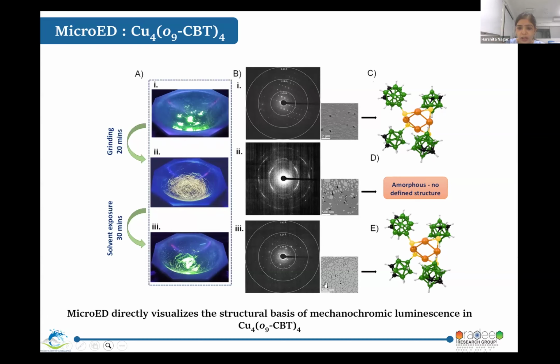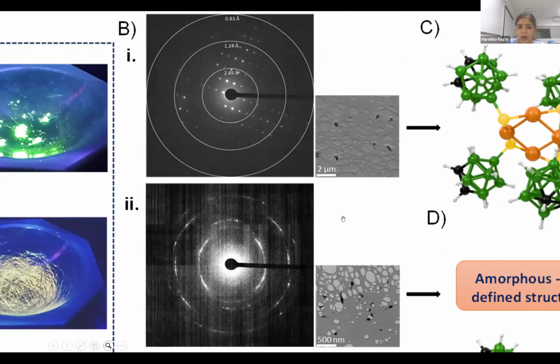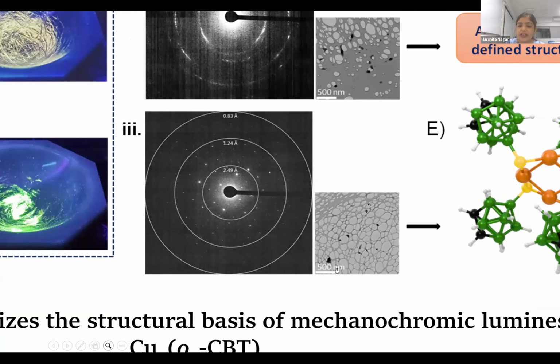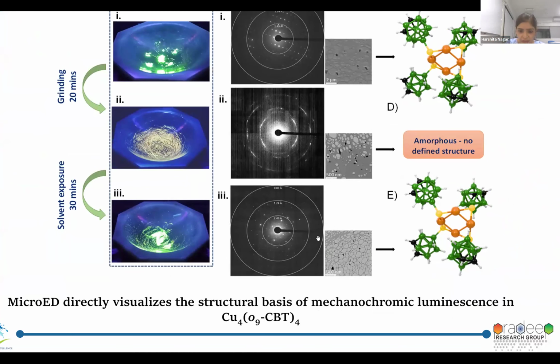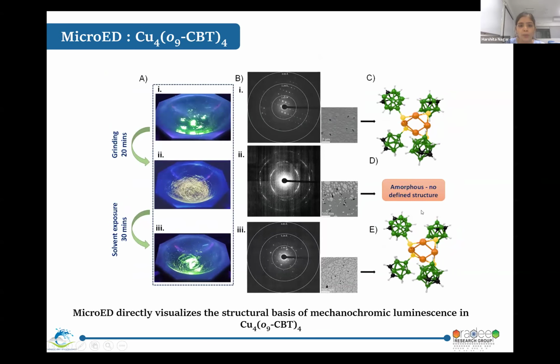And now if you see the size of the crystal, earlier it was on the scale of 2 microns, but now after grinding and solvent exposure, the crystal size is very tiny. It is even less than 500 nanometers. So our objective was to get the crystal structure of this cluster using these tiny crystals. So we used these tiny crystals to get the complete structure of this copper 4 OCBT. From here, what we are observing is the change in emission upon grinding, then amorphization, and then recrystallization upon solvent exposure. This shows that there is a loss of long range order, but the chemical structure is still the same, with no chemical changes. So from here, we were able to get the crystal structure of copper 4 OCBT from nanometer size crystals.